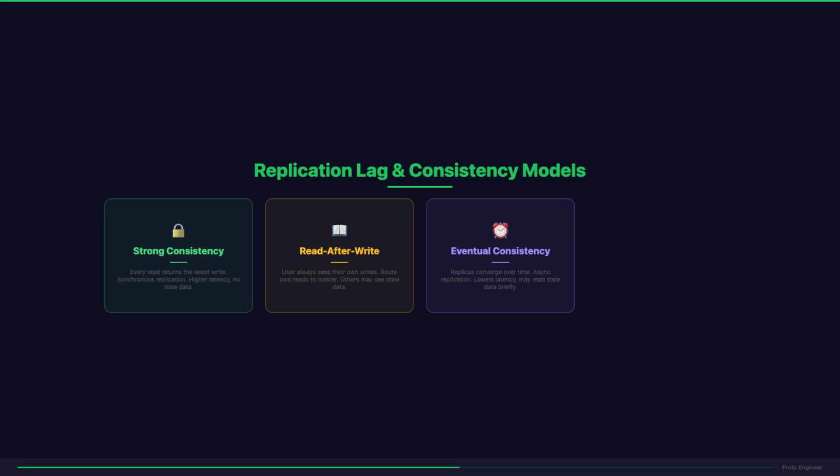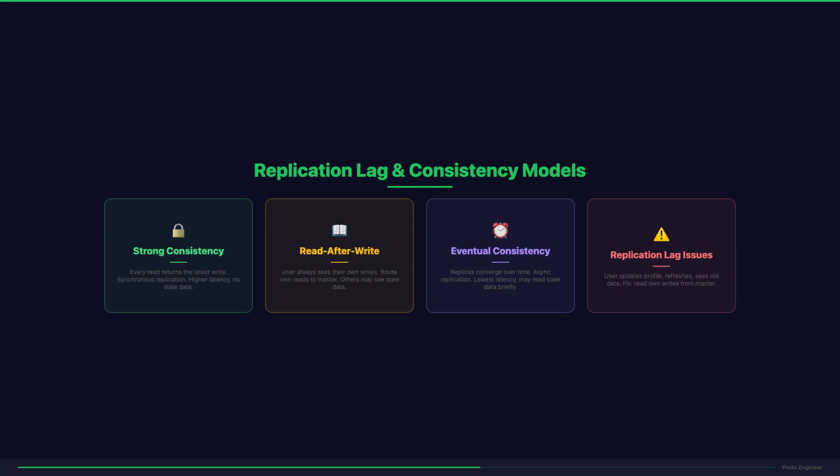Eventual consistency means replicas converge over time. After a write, there is a window where different replicas return different values. Eventually, they all agree. This is the default for asynchronous replication and is the lowest latency option.